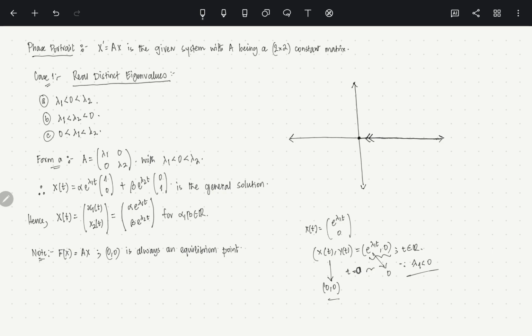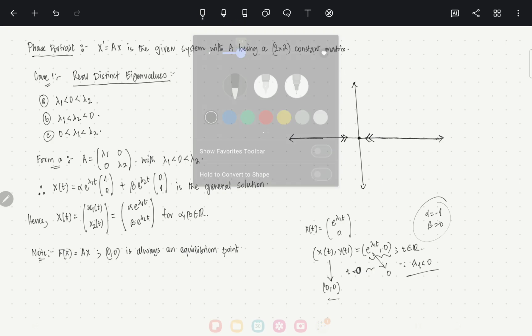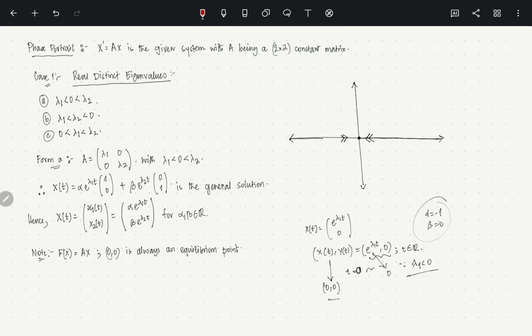Similarly, you can also see that if alpha equals minus 1 and beta equals 0, you have a similar sort of thing, but in the other direction. So this is another trajectory. Let us draw it like this. Maybe I can use a different pen. I hope you understand what's going on. All of these are going towards (0, 0). It cannot cross (0, 0). Please understand this. This is one trajectory, one solution curve, and the other solution curve is this.